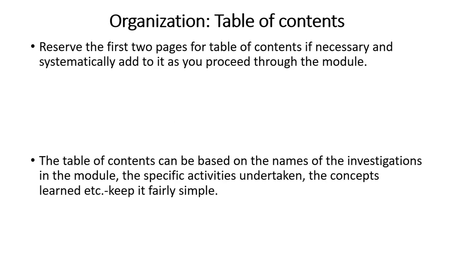So in terms of the table of contents, reserve maybe the first 2 pages for the table of contents, because as a science notebook process, you'll be adding things that maybe you don't know you'll be adding in the book. So you cannot write the table of contents before the things are added. So leave at least 2 pages at the beginning of your book for the table of contents.